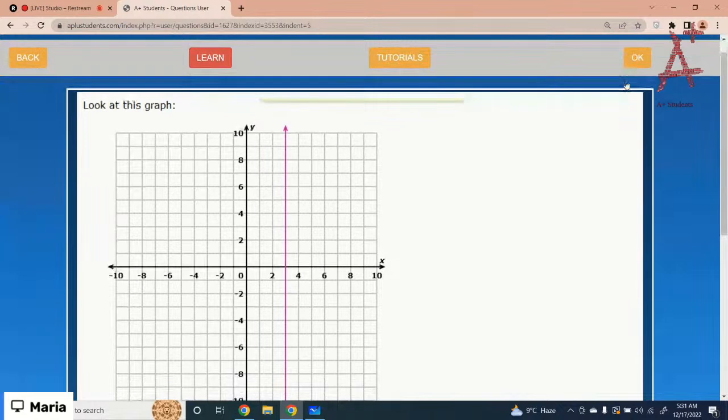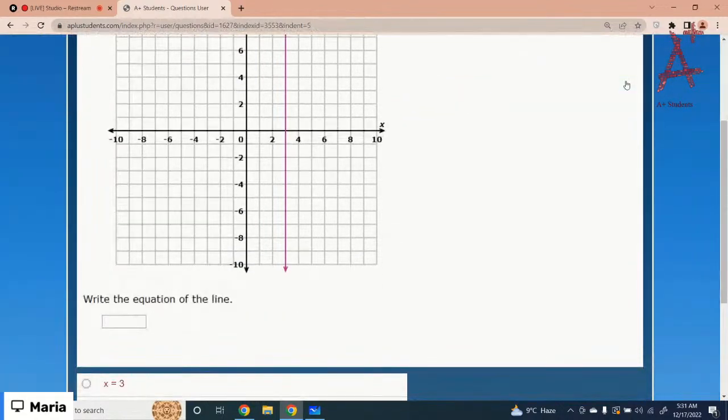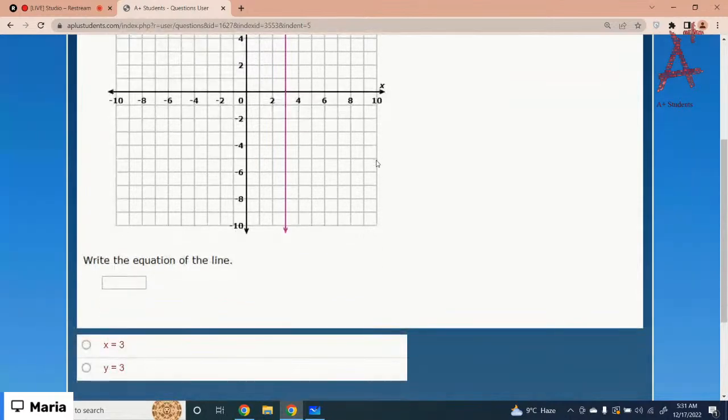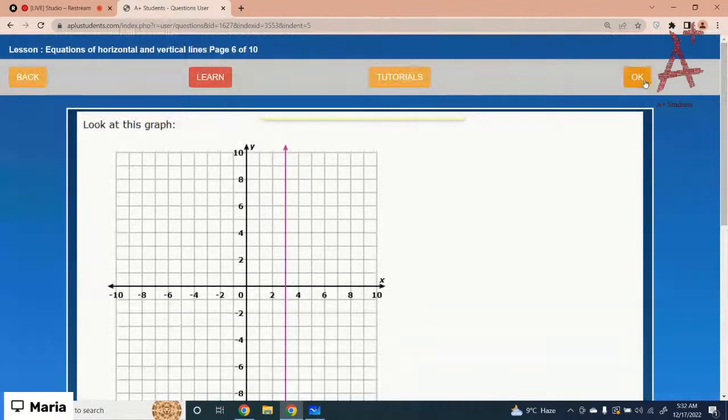Okay, look at this graph. Write the equation of the line. So you have to write the equation of the line. The graph is passing through the x-axis and the point is 3. That means the graph is passing through the x-axis. It is the vertical one. Got it? So it has the equation x equals 3. Got it? Just look at the point it is passing from. It is passing from the x-axis. The point is 3. So it would be x equals 3. Got it? So select the correct option and click on the OK button.